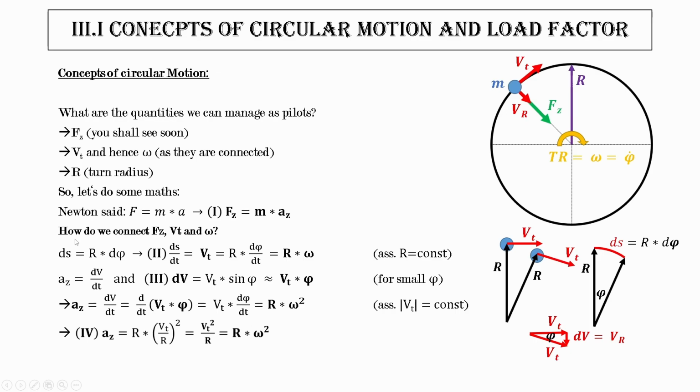Okay. Based on this, we will do our further calculations, more or less. Now we need to find a relationship, or we need to work with this fundamental equation. So we need to find a relationship between Fz, Vt, and omega. Okay, so the first thing we are looking at, and this is why we've done that, is we look at the distance that we cover. And we've already established that the distance that we cover, the arc, is the radius times the angle covered. In this case, in radians, okay?